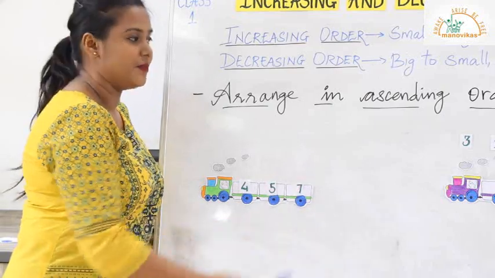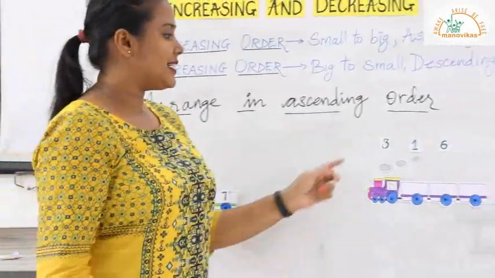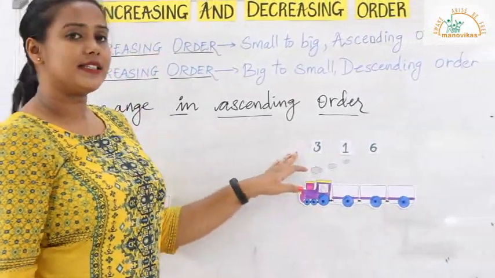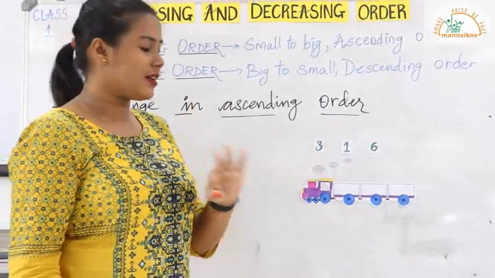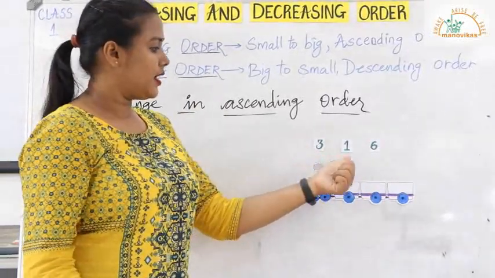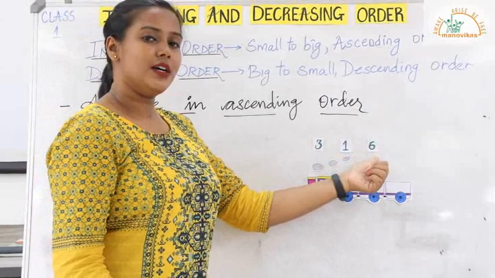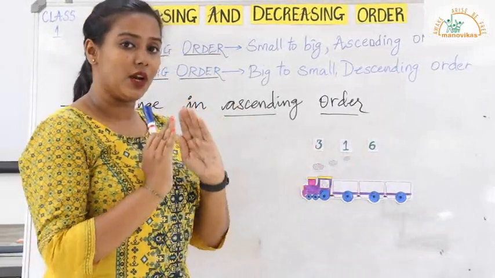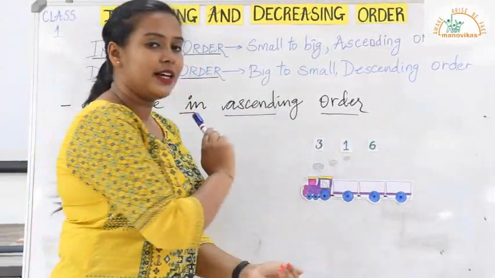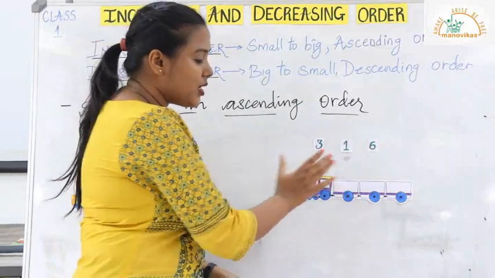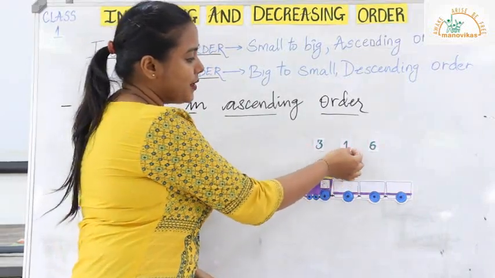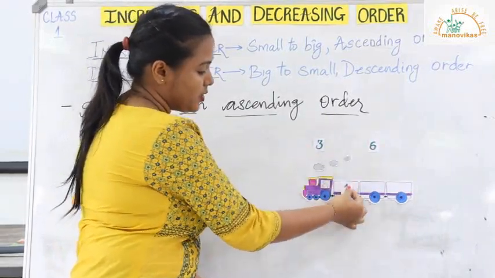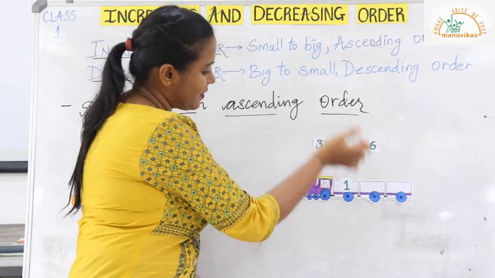Now let's move on to the second example. In this example also we have three numbers: number 3, number 1 and number 6. So we have to place the smallest number close to the engine. The smallest number among these numbers is number 1. So we place it here.